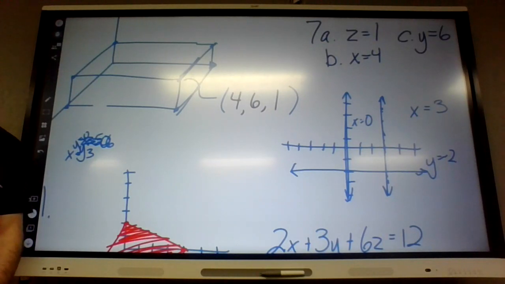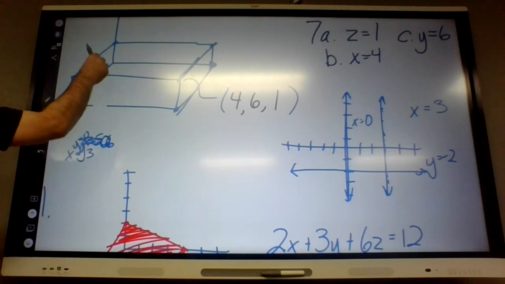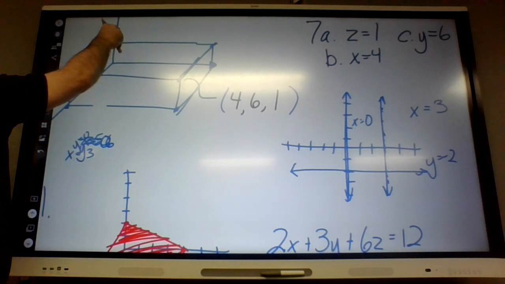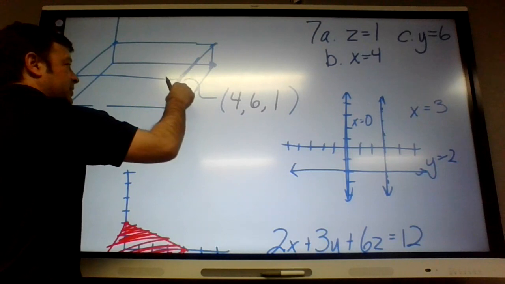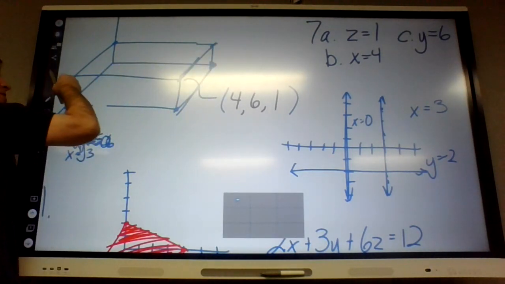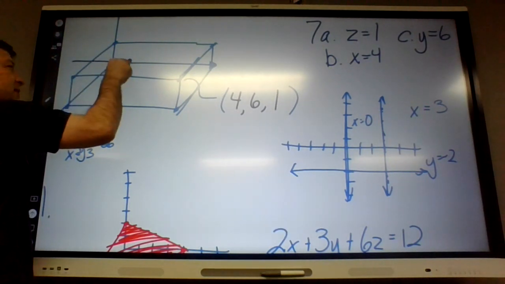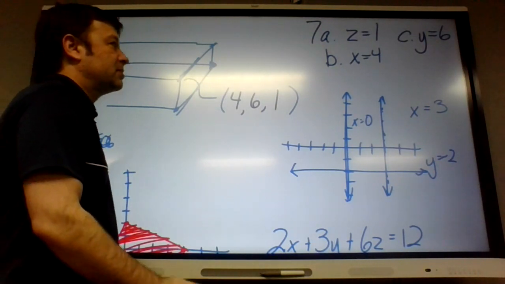And plane OADG. Alright, so that's one of the weird ones. OADG is basically going the same direction as this one, right? Here's the y-axis, so it's right in the middle of the y-axis, so it's just y equals 0 for that one.